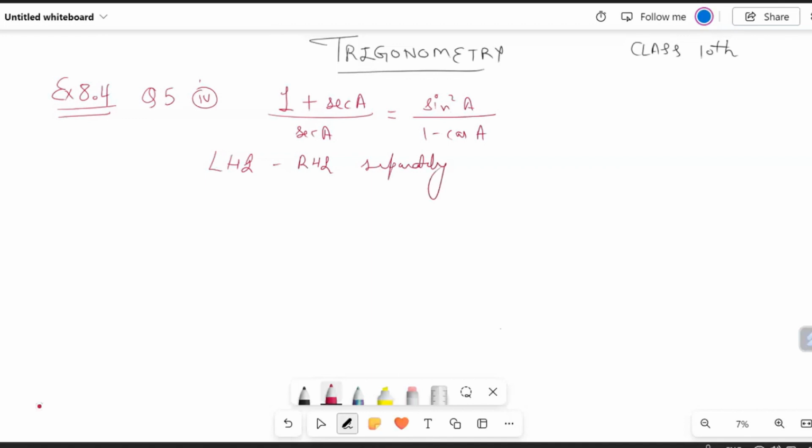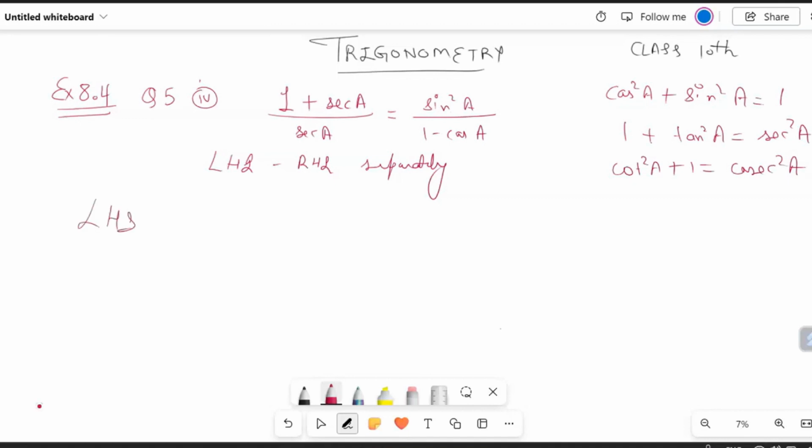But first we have to remember those three identities. Cos square A plus sin square A is always equal to 1. We can use these identities any time, so we must remember them. 1 plus tan square A is always equal to sec square A, and the last one is cot square A plus 1 is equal to cosec square A. Okay, now we can go through it.